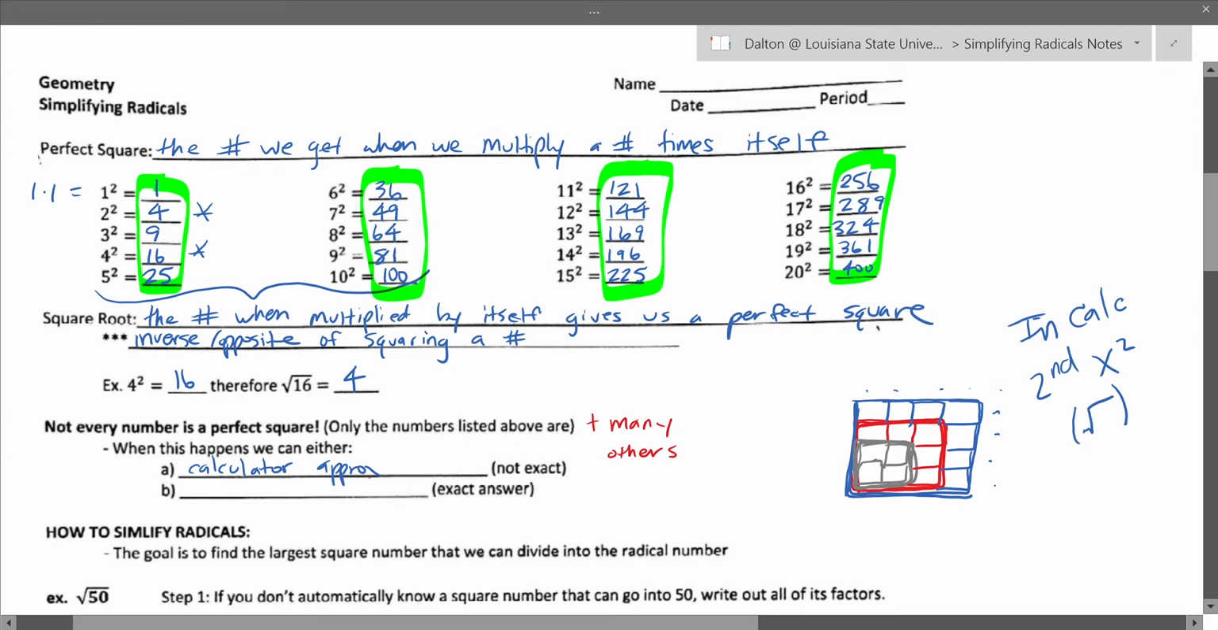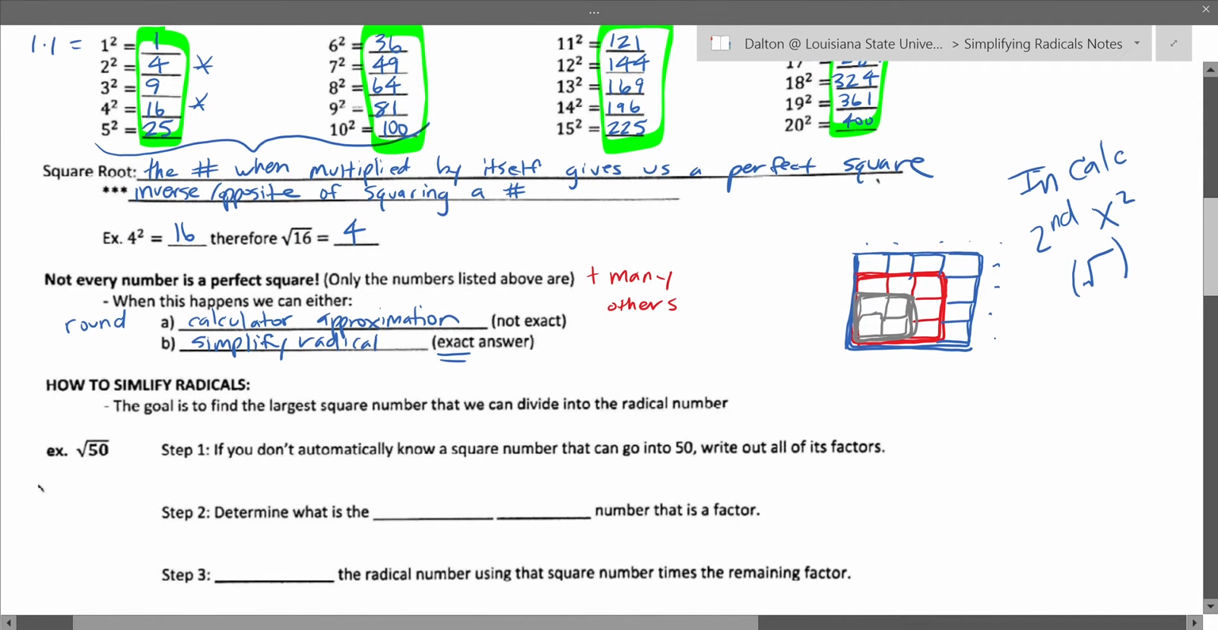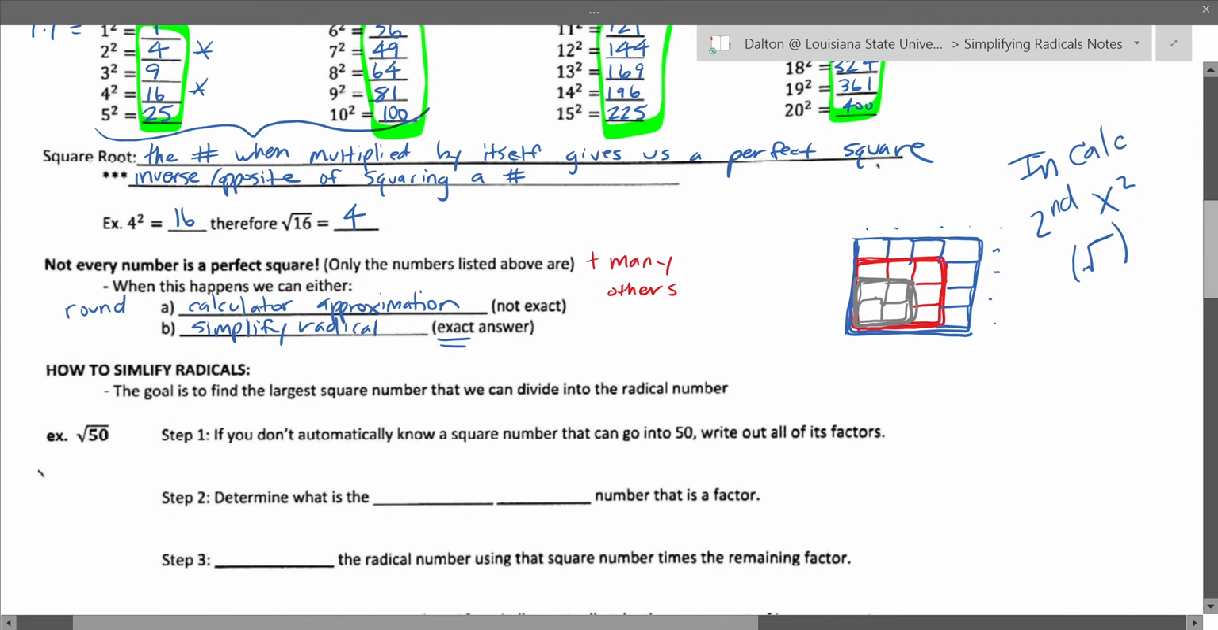Calculator approximation, where you essentially end up just rounding to the nearest tenth, hundredth, whole number, whatever. The second option is to simplify the radical. This one is nice because we don't shortchange our number. We're not rounding it. Simplifying it will give us the exact answer. So how does that work? I've broken it down in steps for you here. If you follow my list of steps every single time, you won't mess it up.